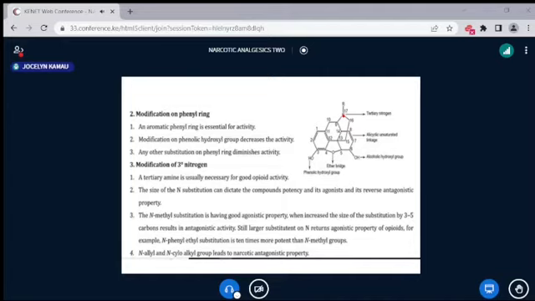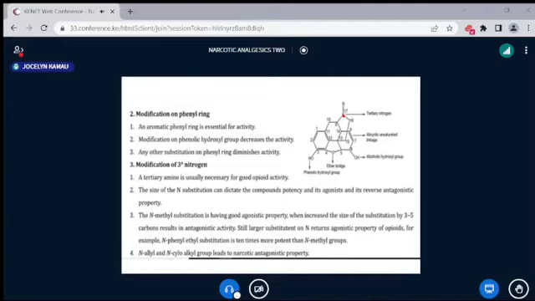When the size of the substitution is increased by 3 to 5 carbons, in other words, when we increase the size of the R to between 3 to 5 carbons, it results in antagonistic activity. Look at methyl, it's 1 carbon atom. So when we increase the size to 3 to 5 carbon atoms, more often than not, it results in antagonistic activity. But some of the larger substituents on N return agonistic property of the opioids.